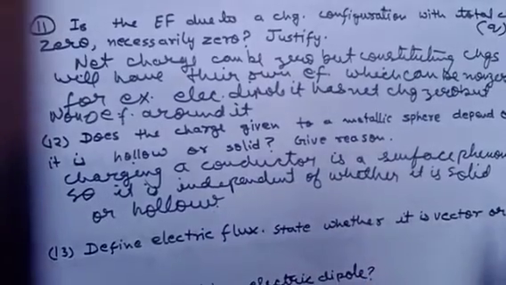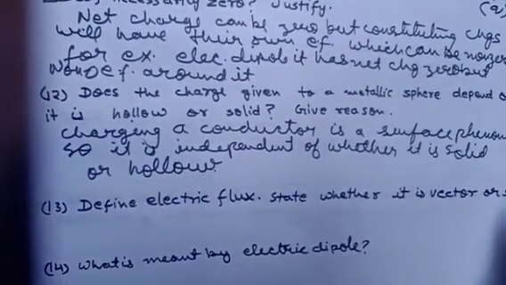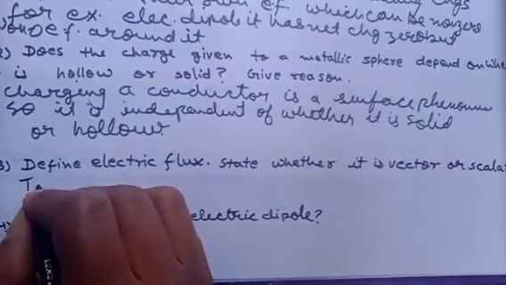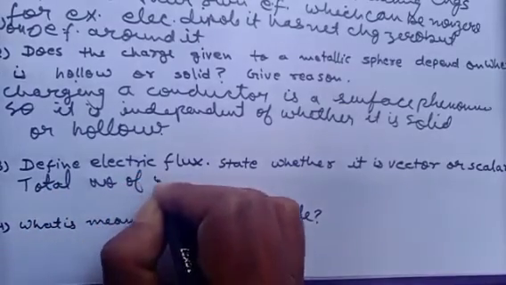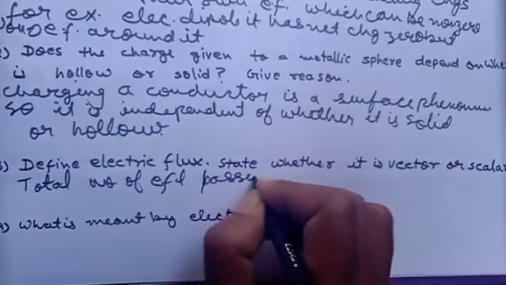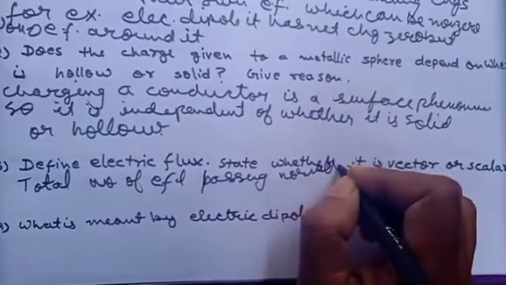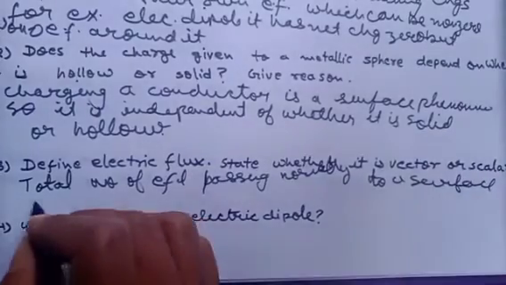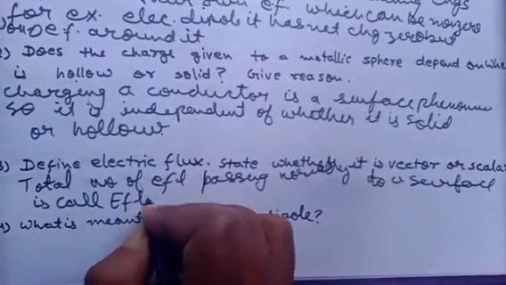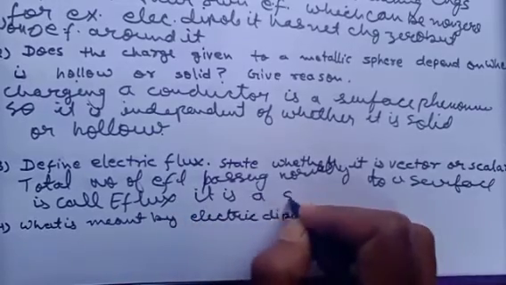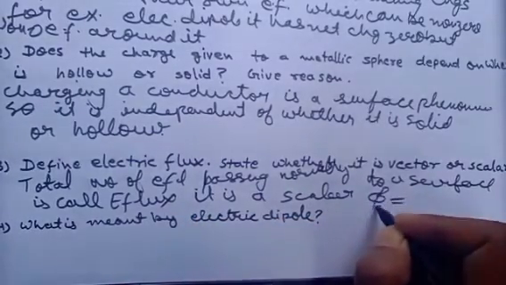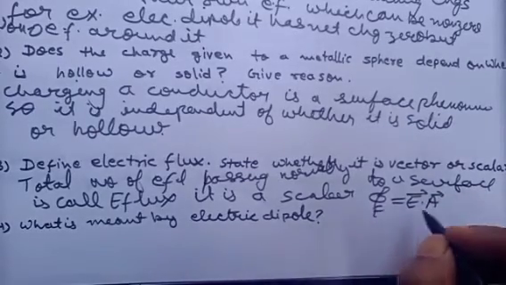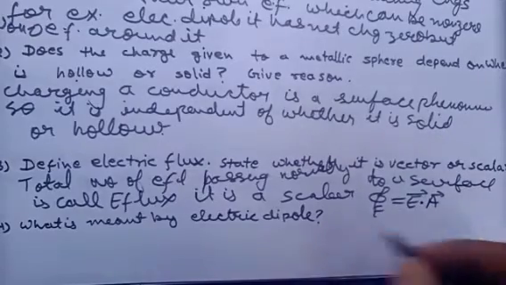Next, define electric flux, and state whether it is vector or scalar. Total number of electric field lines passing normally to a surface is called electric flux. It is a scalar quantity. For evidence, phi subscript E equals E dot A. It is coming out from a dot product. So vectors produce it, but with a dot product. Dot product means a scalar product. So that is why it is a scalar quantity.